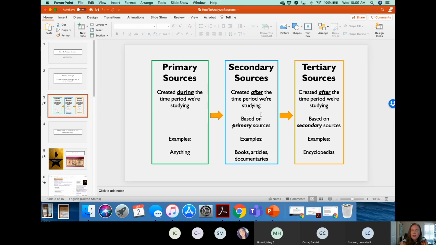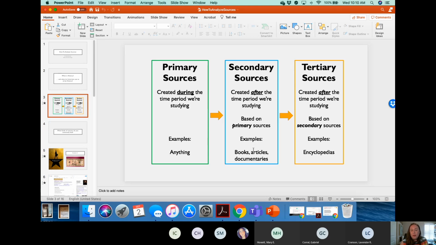Then we move into secondary sources. Secondary sources are created after the time period we're studying, but are about that time period. That means secondary sources are based on study of primary sources. For example, your textbook. Author Eric Foner looked at primary sources, and then he created this narrative about the past that you're reading about for class.